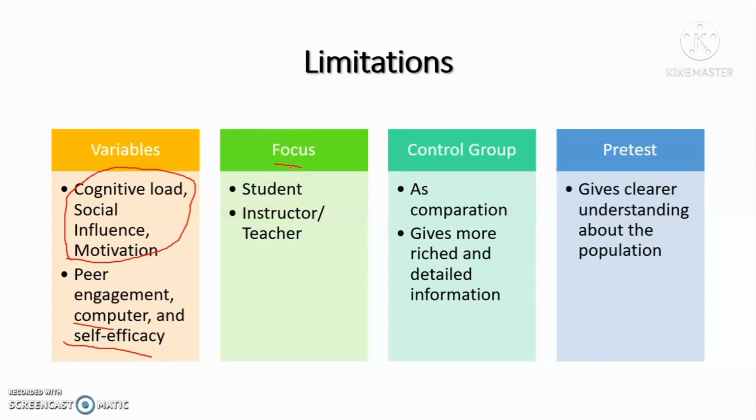The second limitation would be the focus. This research focuses on students only. So it is better if instructor or teacher is included as a focus. The third limitation is the control group. This research will be better if it includes a control group as a comparison. It will give more rich and detailed information.